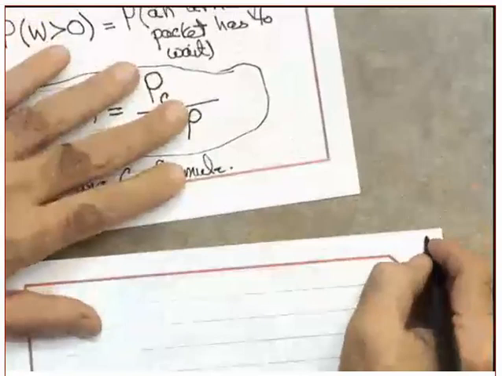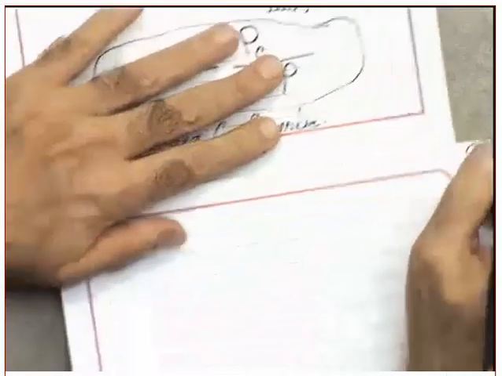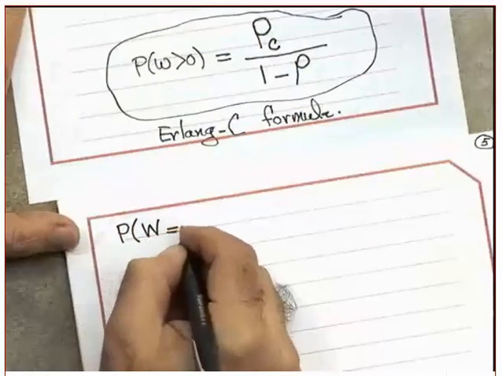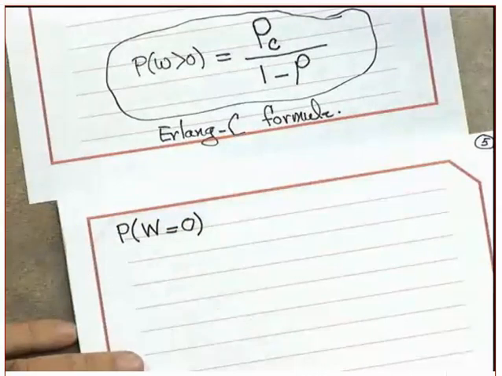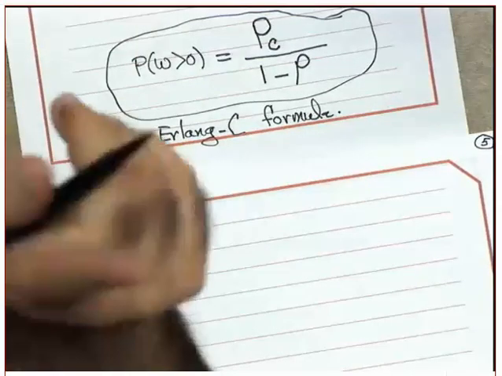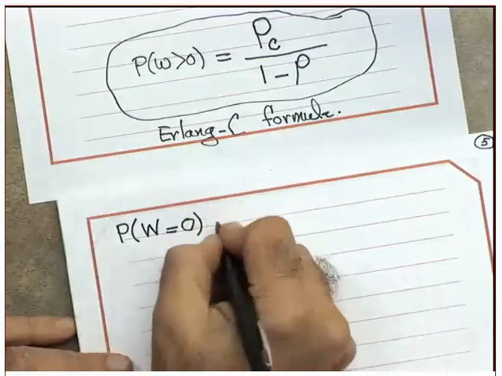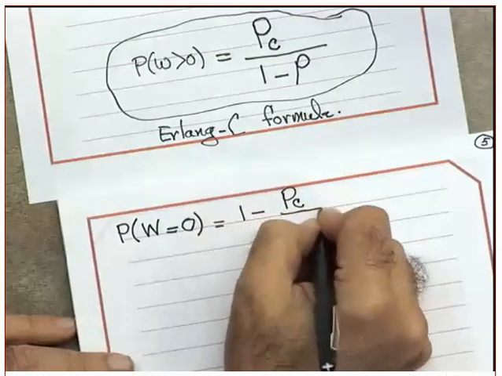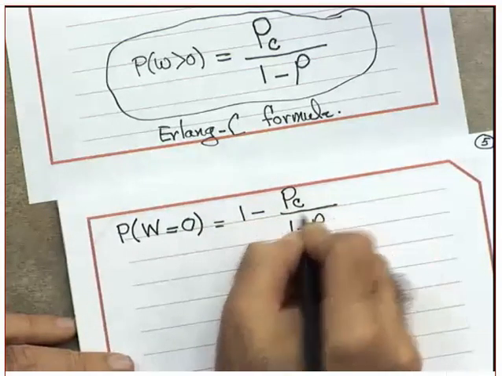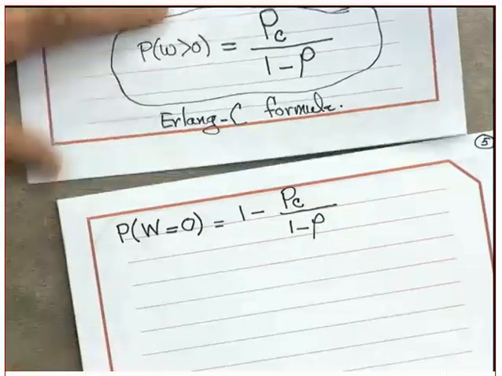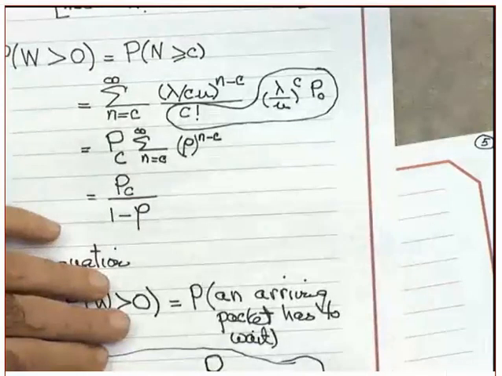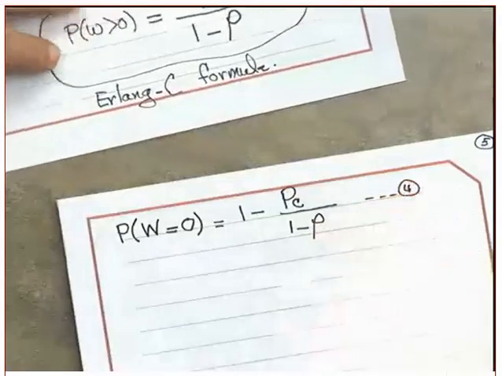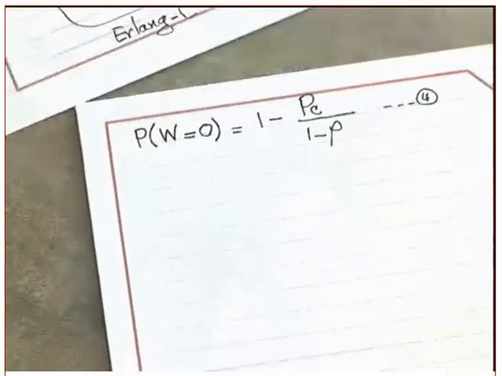Now, let's see if you can help me. What is the probability that W is equal to 0? What is the probability that an arriving packet will not wait? It is of course 1 minus PC over 1 minus rho. Do we agree? Okay, good. So this is equation 3, equation 4. Okay, let's see if you can help me with this now.